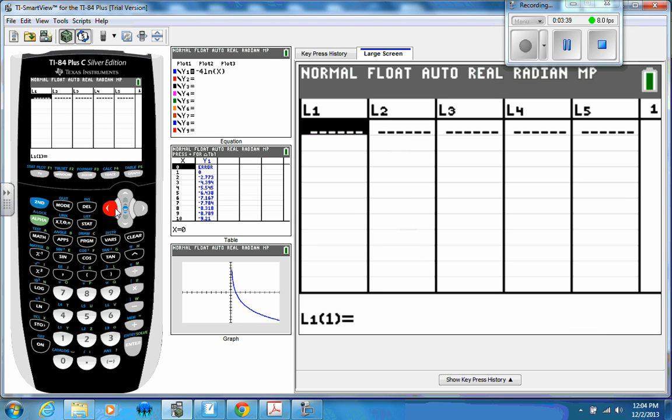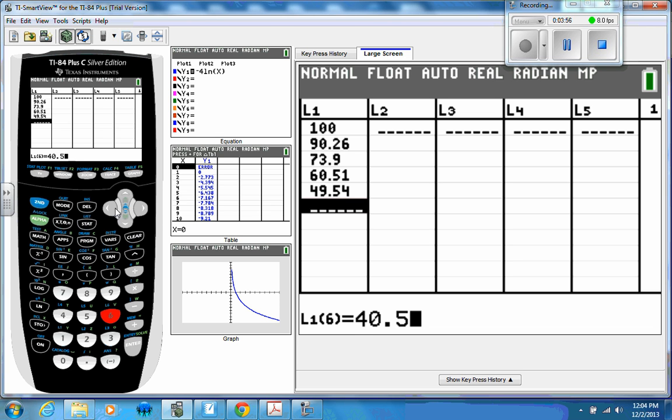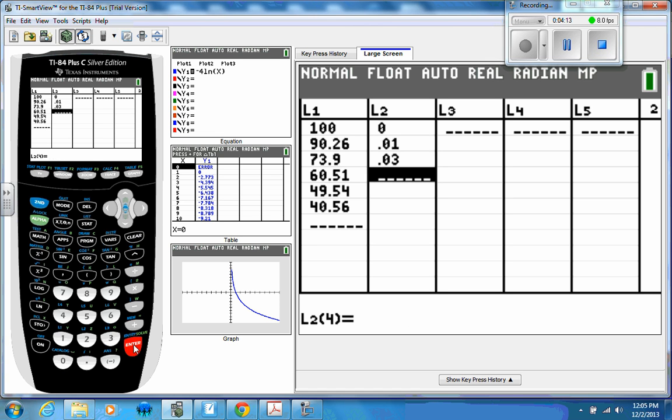So our first one is 100%. We're going to go down. Our second one is 90.26. And then 73.90, 60.51, 49.54, 40.56. Enter. Enter, go across. 0, 0.01, 0. Enter.